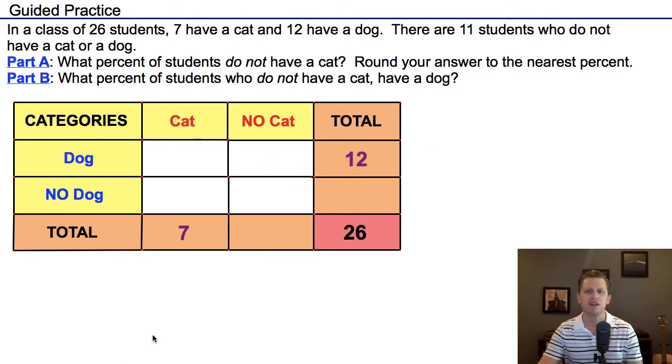12 students have a dog, and there's 11 students who do not have a cat or a dog. So no dog, no cat. There's 11 students. That goes right there. Now that I have all this information, I can fill in the rest.